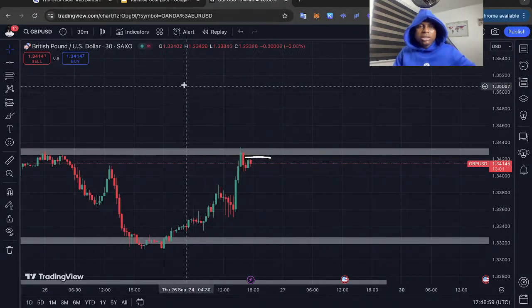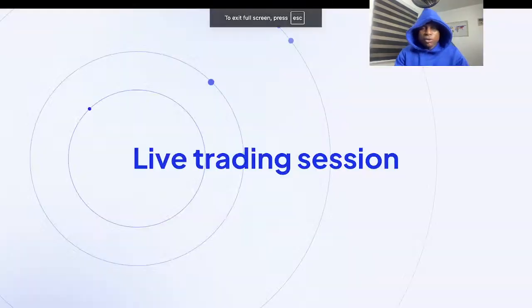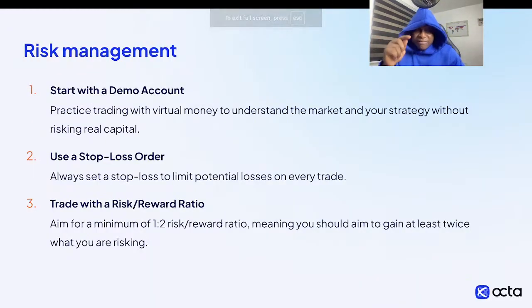I would love to call it a wrap here, but quickly, it's also important for us to take our risk management very seriously. As you are getting started with trading as a newbie, first you need to practice with virtual money on a demo account, and take your stop loss order seriously. Don't ignore using stop loss. Also trade with a risk to reward ratio. You are looking to risk 1% and get a reward of 2% of your trading capital.